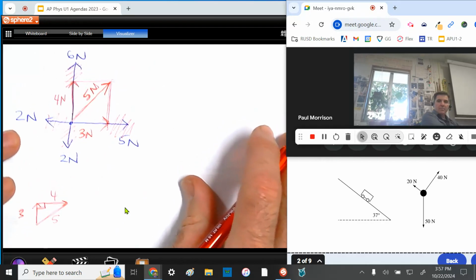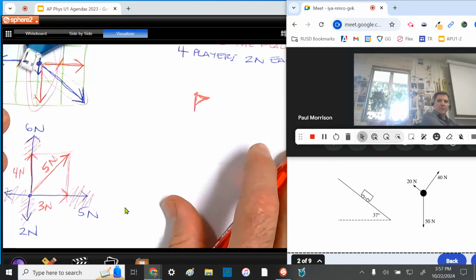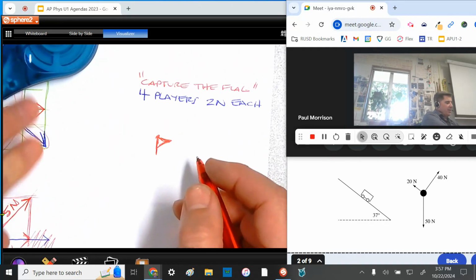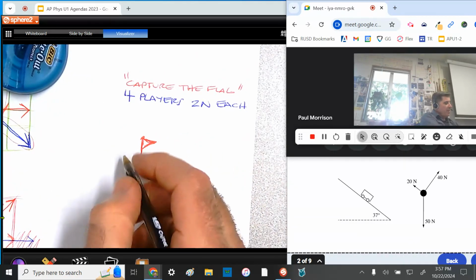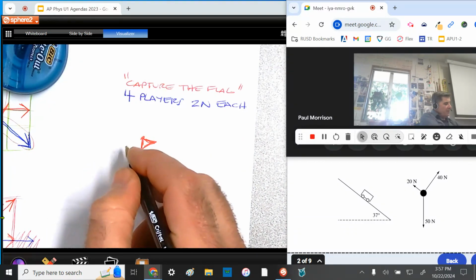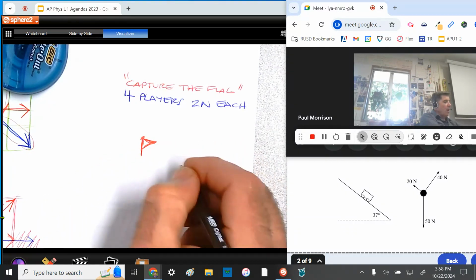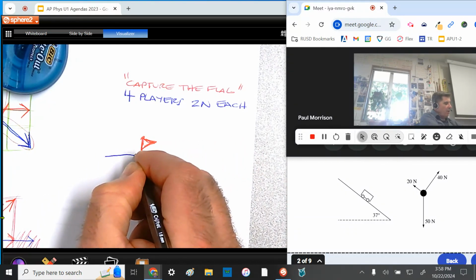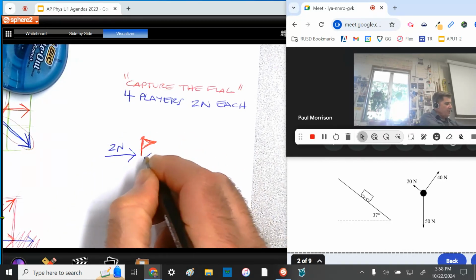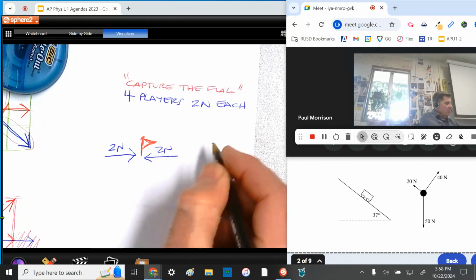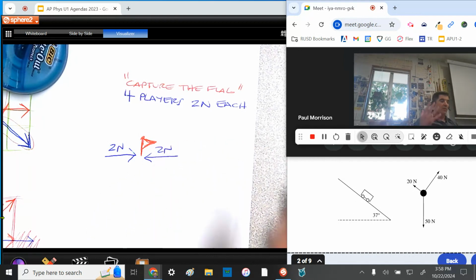Okay, the last one I wanted to show you is like if you have, let's say this is some sort of game where I can put forces on this in order to move the flag. Now, if I put a force this way, it doesn't really matter how I draw it, but maybe I'll say, okay, I'll push it like this with 2 newtons, and then I'll push it like this with 2 newtons. Obviously that's going to cancel out. You're not going to go anywhere.